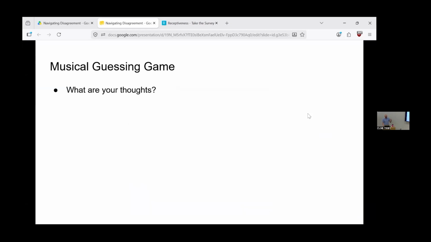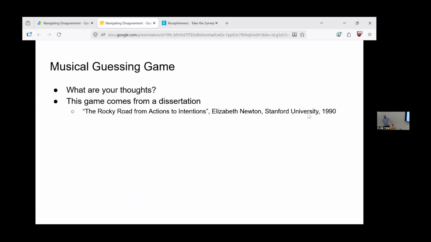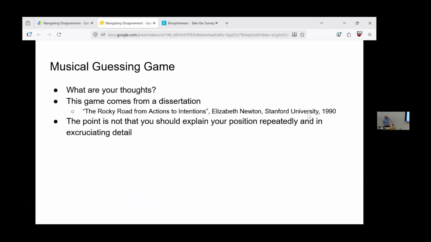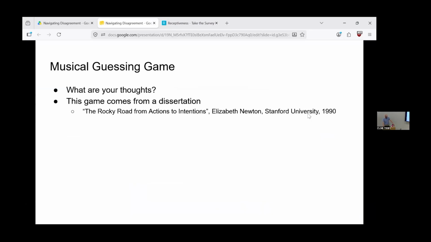Well, I'm gonna have to explain the purpose of that because it didn't work the way I anticipated. First I can tell you what that comes from. It comes from a dissertation, The Rocky Road from Actions to Intentions, by Elizabeth Newton. Generally people choose a song that is less rhythm forward and more melody forward. People in general do a very poor job of guessing what the song is. But the musician usually thinks, oh, like 80% of people will get this right. What was your guess, by the way, for percentage? I was thinking like 80%.